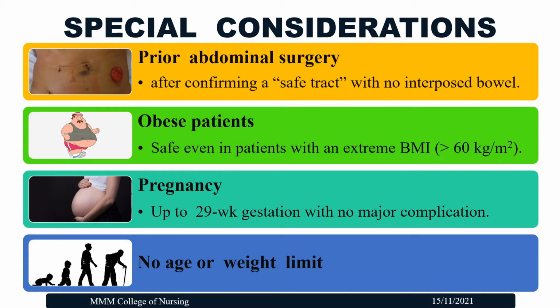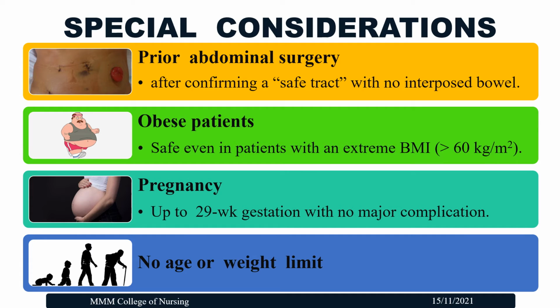Let's look at the special considerations to be taken into account prior to PEG insertion. A prior abdominal surgery. A PEG insertion can be done after confirming a safe tract with no interposed bowel. In obese patients, PEG can be safely performed with minor modifications even in patients with an extreme body mass index that is more than 60 kg per meter square.